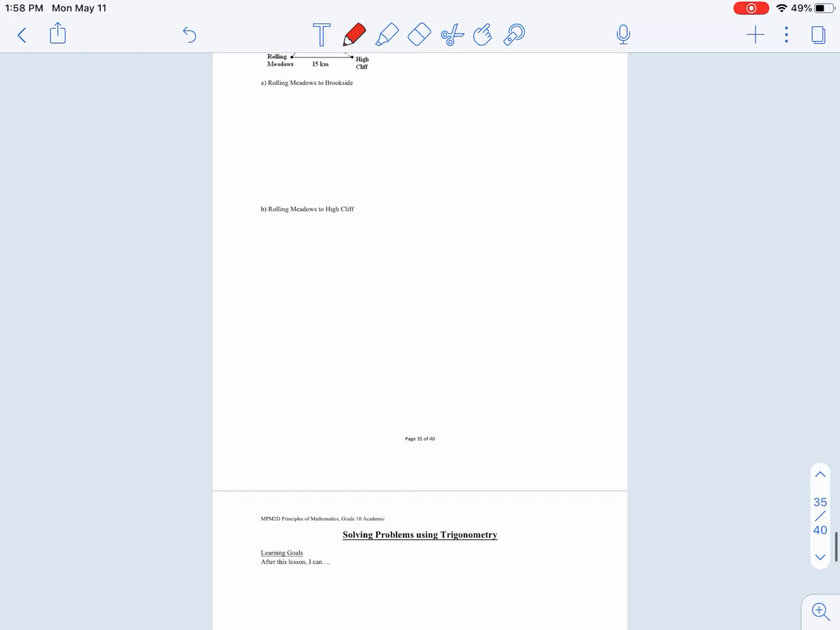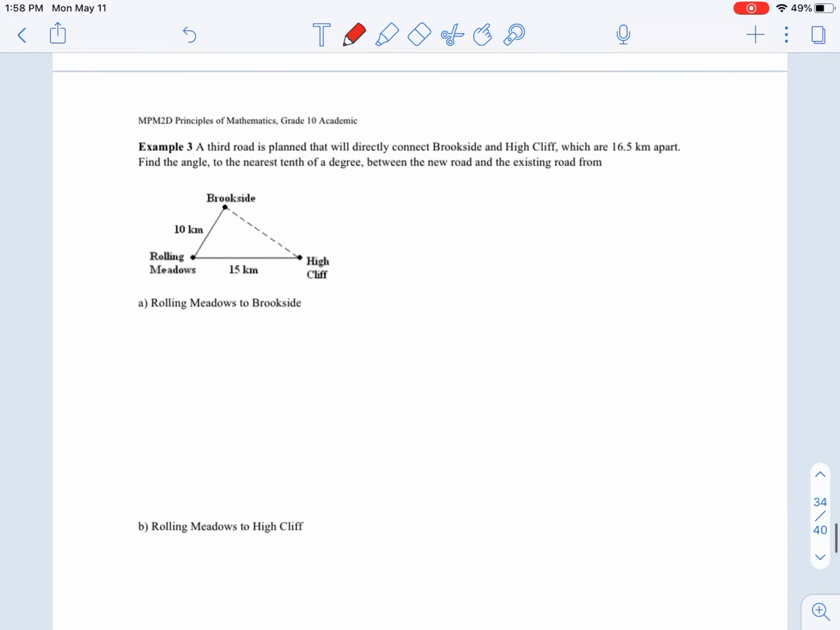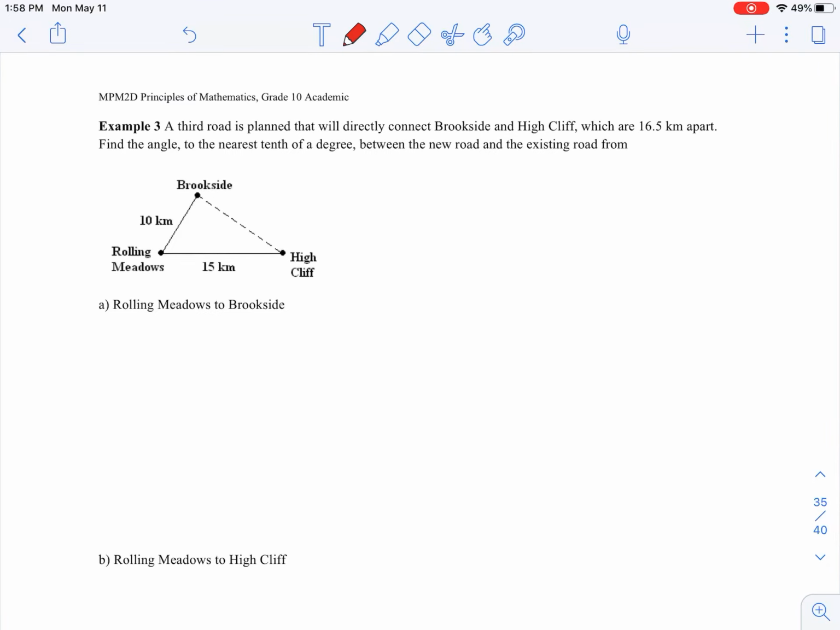We're going to do one more problem for today, and that's a word problem where the diagram in this one has been drawn out for you. But a lot of these problems you'll have to draw the diagram eventually. We'll get to that. So example 3: a third road is planned that will directly connect Brookside and Highcliffe, which are about 16.5 kilometers apart. So this is the new planned road here, 16.5 kilometers.